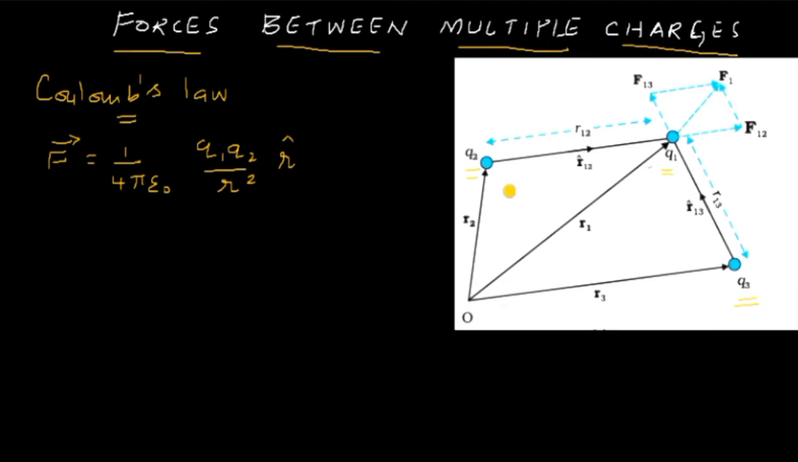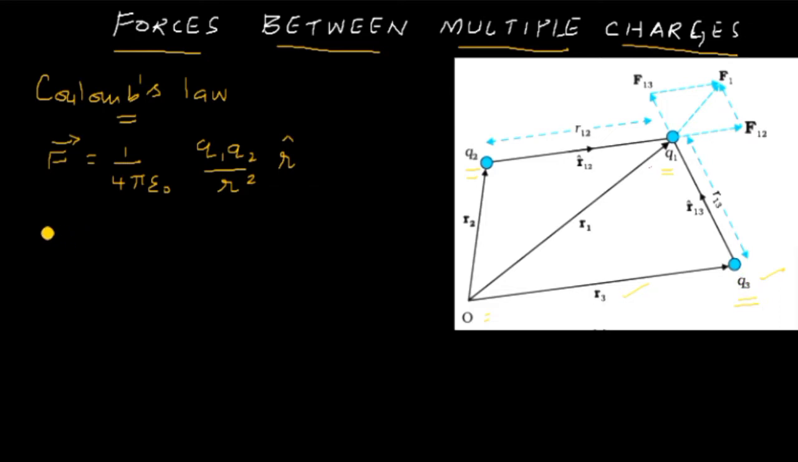Now the problem is, in this system we have three charges, so how do we calculate the total force on this Q1 charge? That is our discussion here. So what are the possible forces on this charge? Q1 is located at a distance R1 from the reference point or origin O, Q2 is at a distance R2, and Q3 at R3. There are two forces acting on the charge Q1. One is due to Q2 and another is due to Q3.